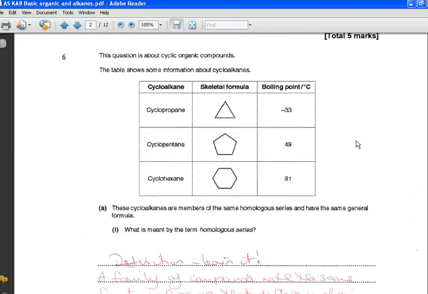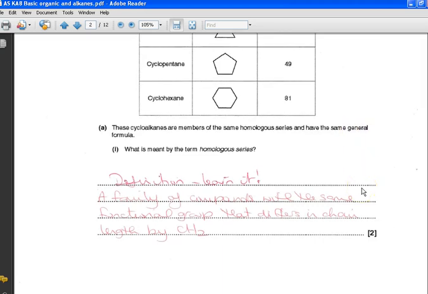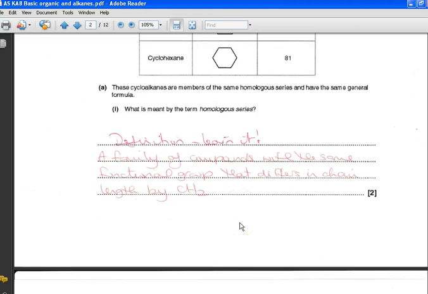Okay, so then we get on to the more extended questions. You're given some information about some cyclo compounds. These are cyclo compounds, so they're not chain compounds. Then you're asked for a definition, which a number of you missed out. You might have got the family of compounds with the same functional group, or you might have said that they had the same chemical reactivity, which would have got you a mark as well, but you forgot to say that they differ in chain length by CH2.